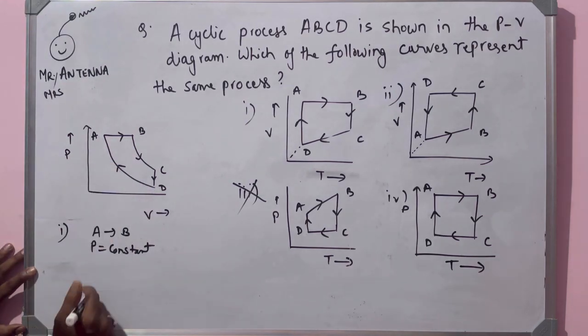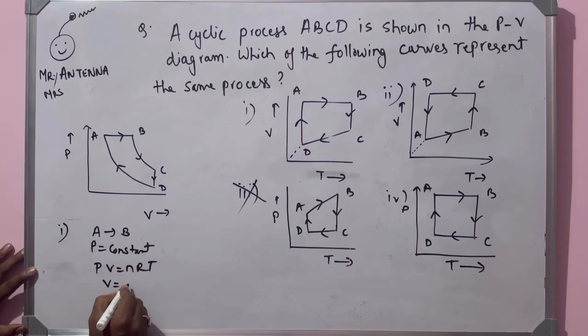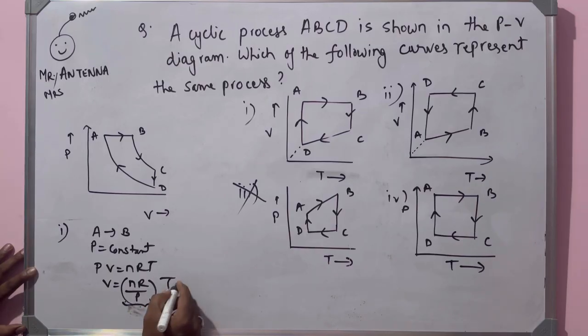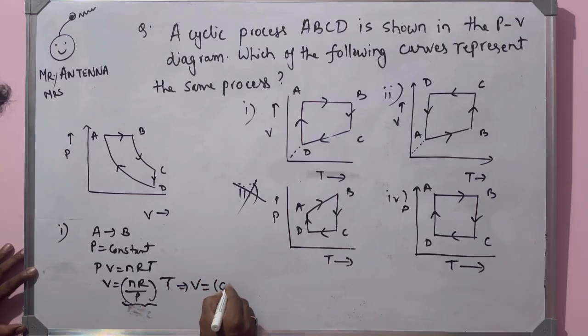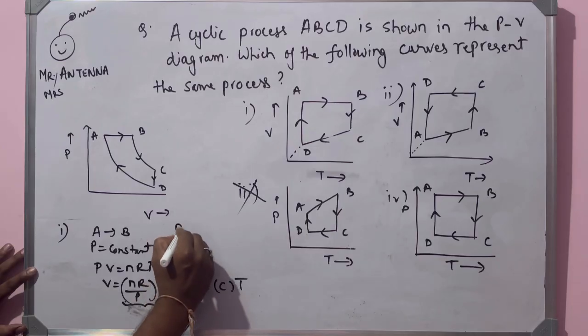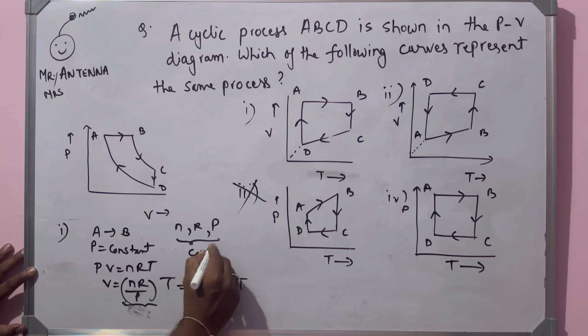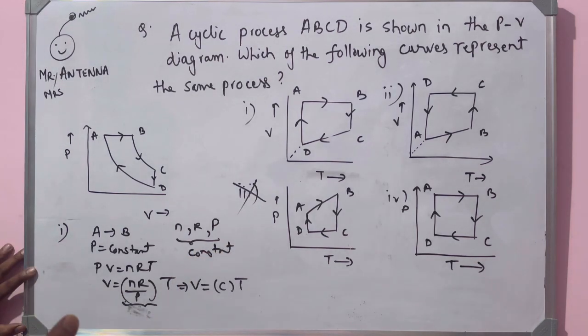From A to B, pressure remains constant. अगर ideal gas equation if I apply here, PV equals nRT. Pressure remains constant, so V I can write nR by P into T. Number of moles constant, R constant, P constant. This entire value is some constant, right? ठीक है? So we can say V is equal to some constant into T. Number of moles, R, P, all are constant. So we can write V is some constant into T. Means as my temperature will increase, volume will increase. As temperature decreases, volume decreases.